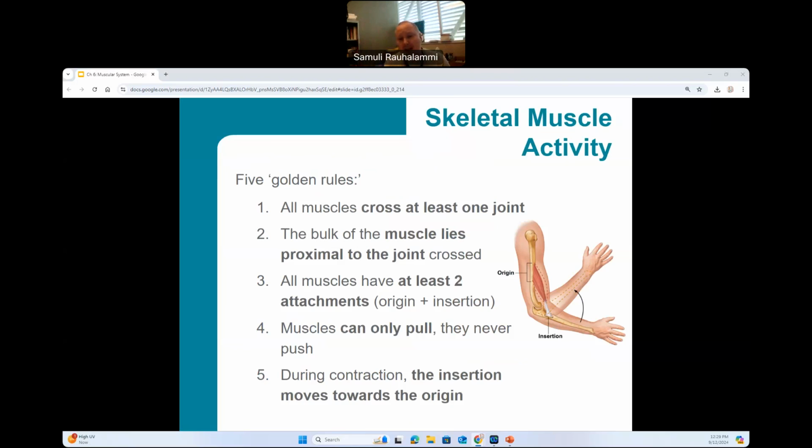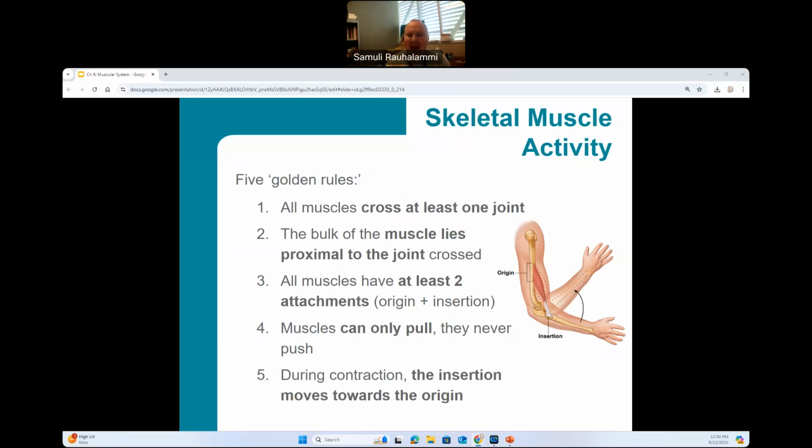We'll also see that all skeletal muscles have at least 2 attachments, the origin and the insertion. Obviously, there's going to be times when we're going to see more, but at least 2. We're also going to want to be really, really careful to remember that skeletal muscles can only pull. They never push. And this is going to be an important concept for us as we think of the movements. We're also going to see that during isotonic contraction, the insertion moves towards the origin. The origin never moves. And I think the reason why we really needed to know these 5 rules is that they allow us to understand the next section, where we'll be having a look at different types of movements.